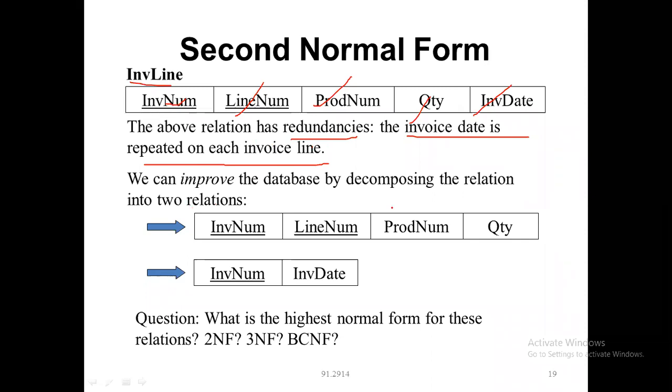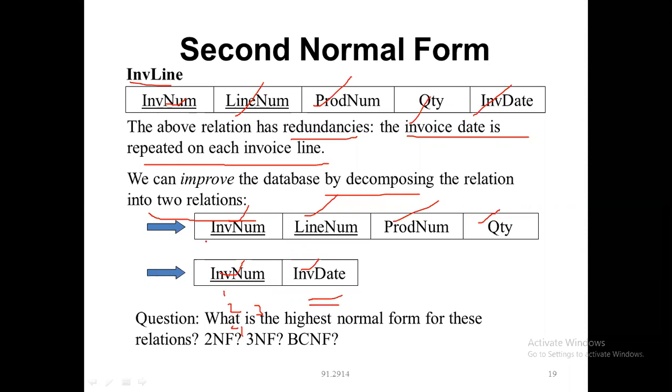So how will I improve this? First, you try to split that into two relations. We have to decompose. Decompose is nothing but trying to split it. I'll say invoice number, line number, product number, quantity. This is one entity or one table, and I'll go for invoice number and invoice date separately. So I have invoice number 1, invoice number 2, invoice number 3, invoice number 4, like this. I have a lot of invoice numbers, maybe on the same date, maybe on different dates.